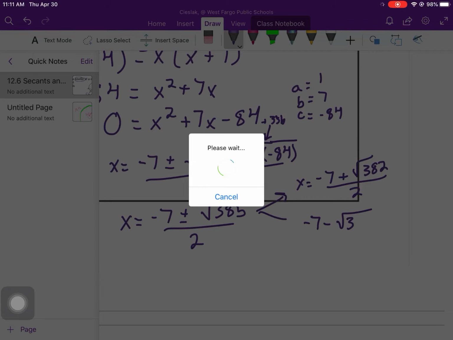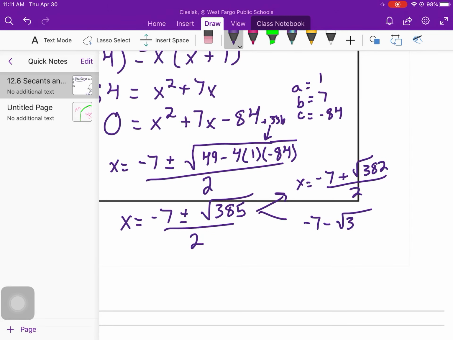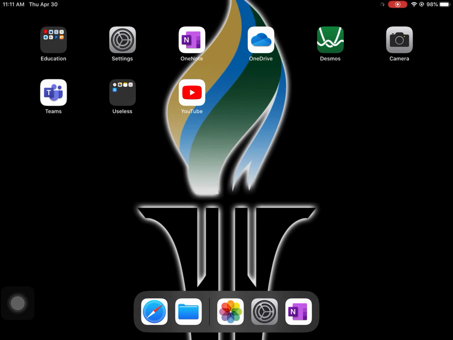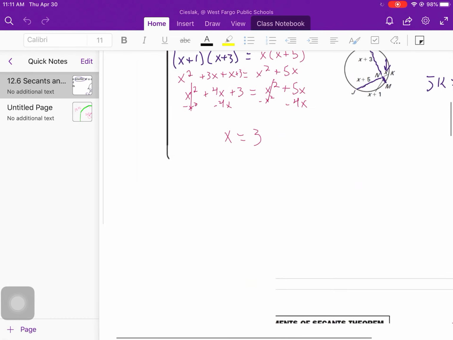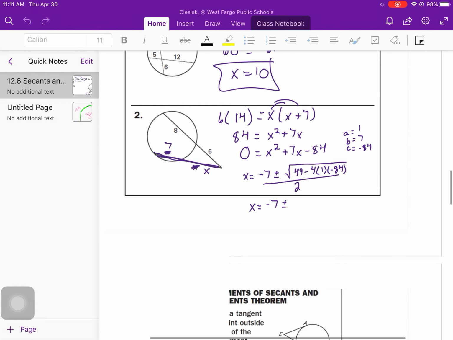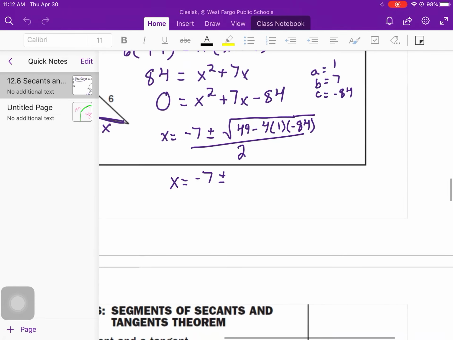If I hit cancel, this is probably going to lose all of our progress. Yep. Okay, let's try this one more time. Okay, so it didn't get rid of that much.